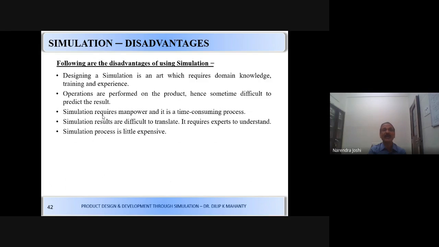Simulation requires manpower and it is a time-consuming process. Also, it is difficult to translate. It requires experts to understand, who have understood the whole. It's a little expensive nowadays, but it is not as expensive as it used to be a couple of decades back. It's becoming less.